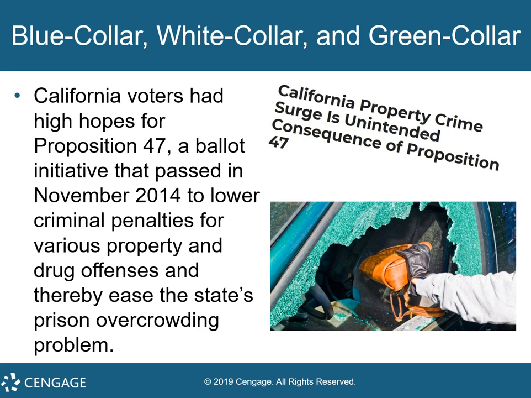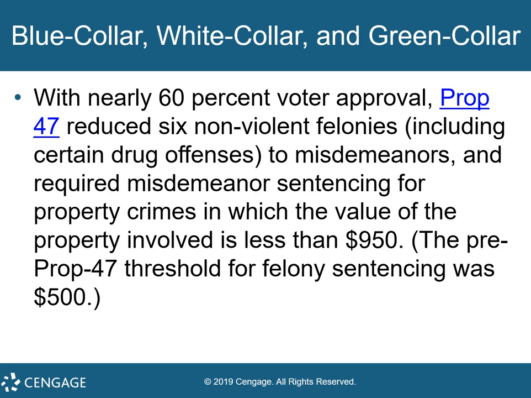But the fact that we're releasing individuals, could that actually cause an unintended consequence that nobody really saw, that if we start letting people out of prison, we might start to see an increase in certain types of criminal activity? So with nearly 60% voter approval, Prop 47 reduced 6 nonviolent felonies, including certain drug offenses, to misdemeanors, and required misdemeanor sentencing for property crimes in which the value of the property involved is less than $950.